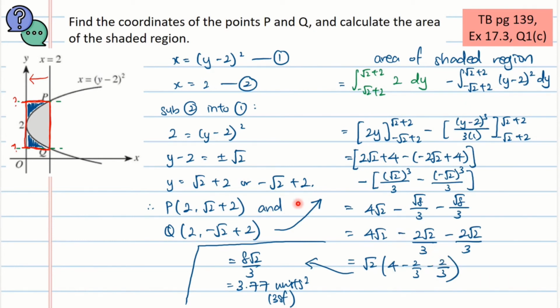Usually we do get integer values rather than irrational values like this. So whenever I get irrational values, I will always double check my working, just to ensure that I didn't make any careless mistakes before I proceed to solve. So the coordinates of P will be 2, square root 2 plus 2, and the coordinates of Q will be 2 comma negative square root 2 plus 2.